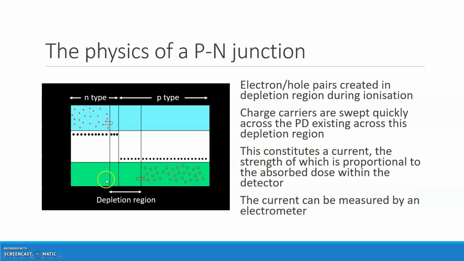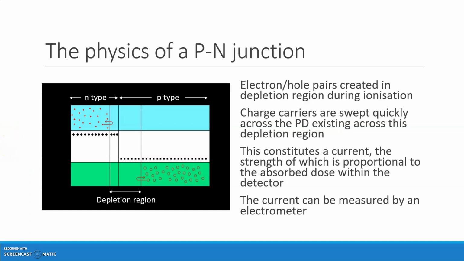Okay, so let's move on to how these work. And it's all based around the physics that occurs around a p-n junction. So what we've got with any semiconductor diode are two bits of silicon. What you can see on here is there's two bits that are stuck together.